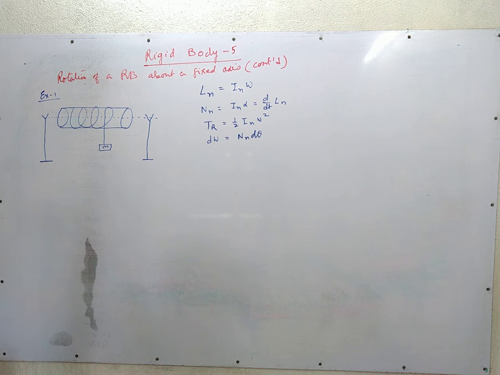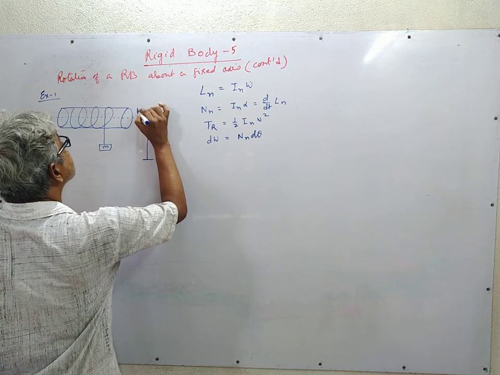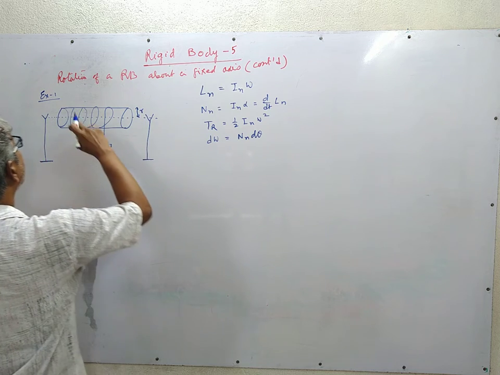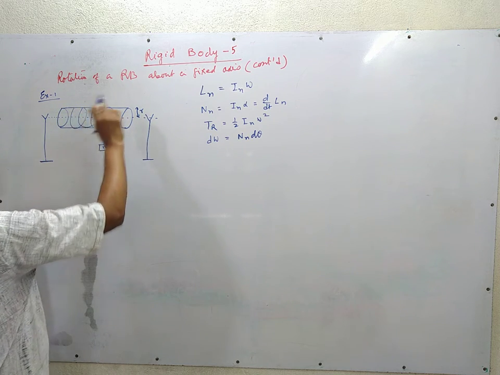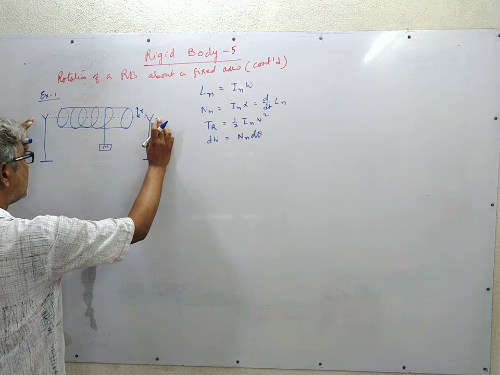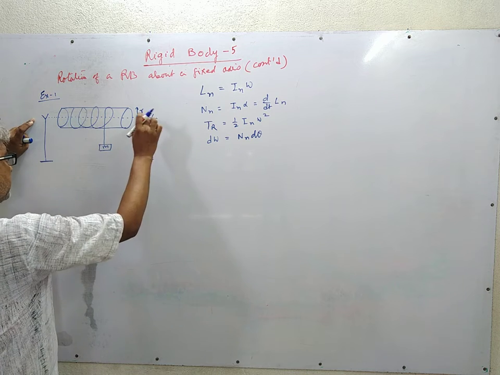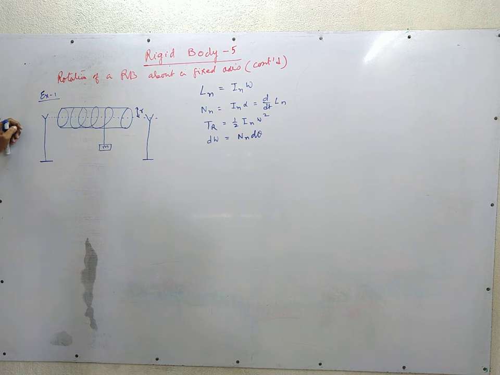We apply this theory to such a system. The system comprises a cylinder of radius r. A rope is wrapped over it, and the cylinder is free to rotate about a horizontal axis. The axis of rotation is the axis of the cylinder itself, and a mass hangs from the string.